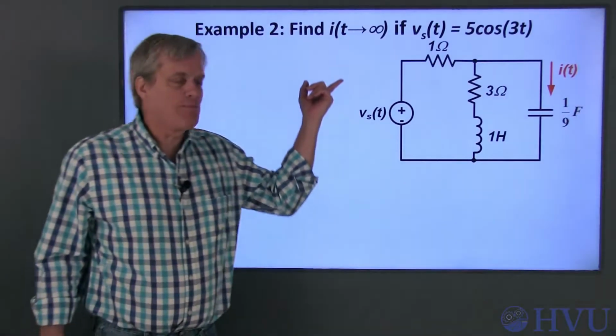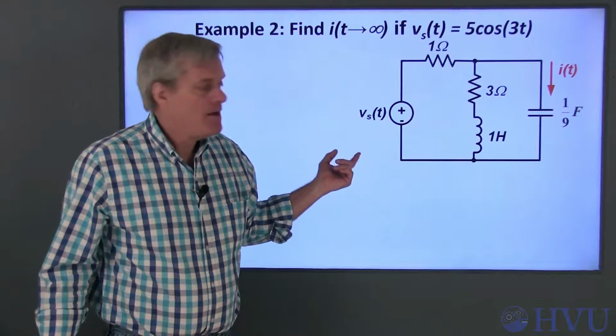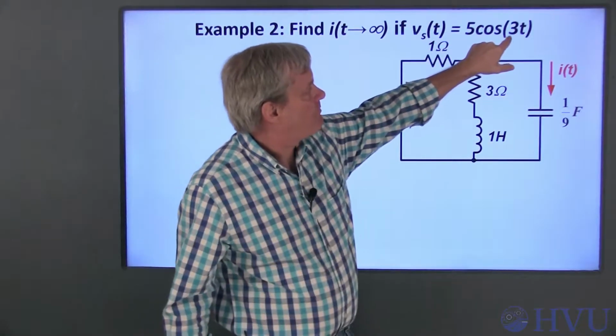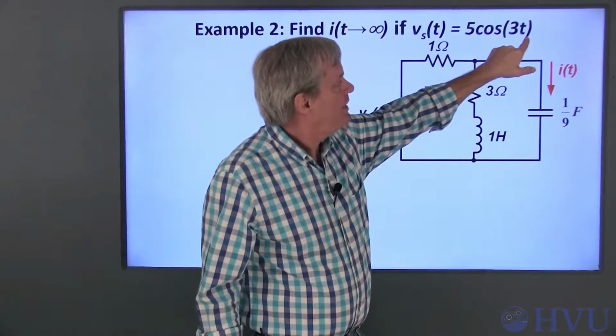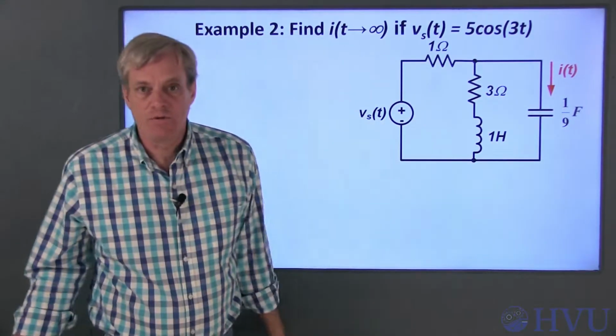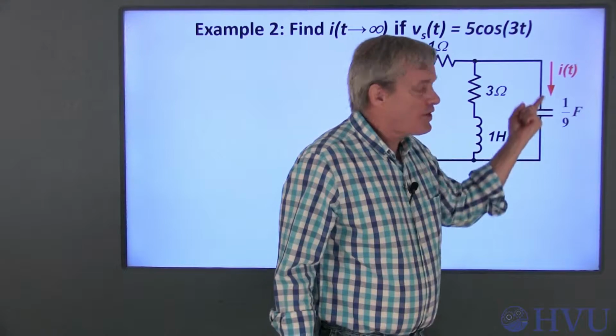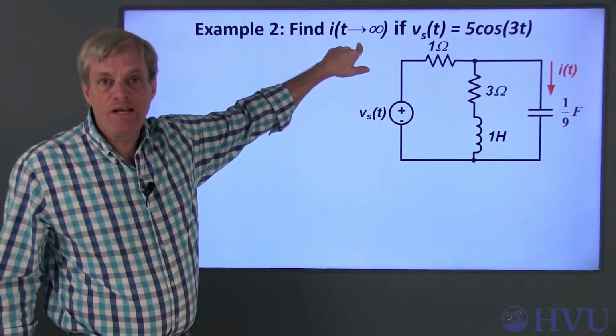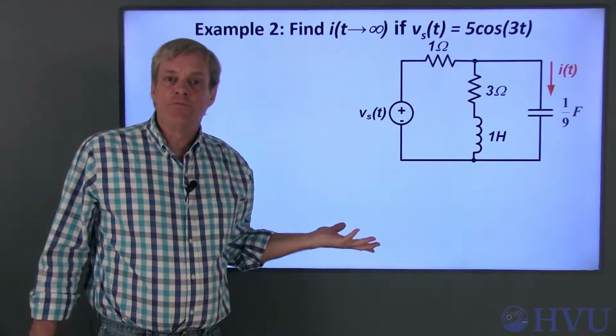My second example is based on this circuit. My applied voltage is a sinusoid. It has an amplitude of 5, a frequency of 3 radians per second, and a phase angle of 0 degrees. I'm looking for the current through this capacitor as time goes to infinity. This is a frequency domain problem.